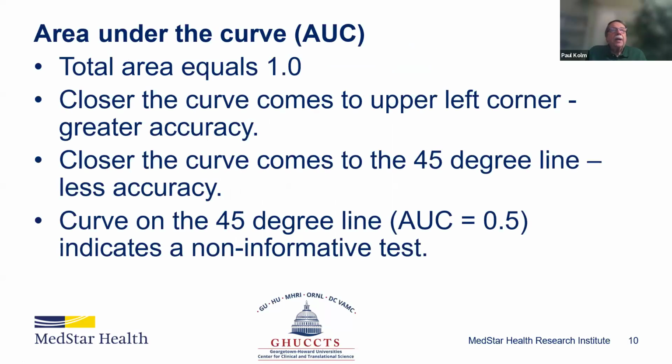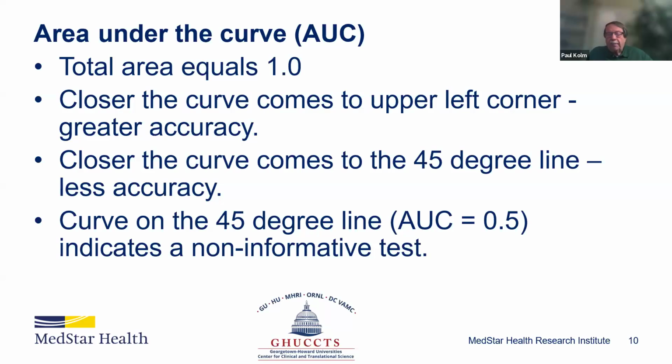So the total area then is we're going to scale it so it equals 1. And then the closer the curve comes to the upper left corner, the greater the accuracy. However, if the curve is on or close to the 45-degree line, then we have less accuracy. If it's actually on the 45-degree line, then our area under the curve is going to equal 0.5, and that indicates a non-informative test.